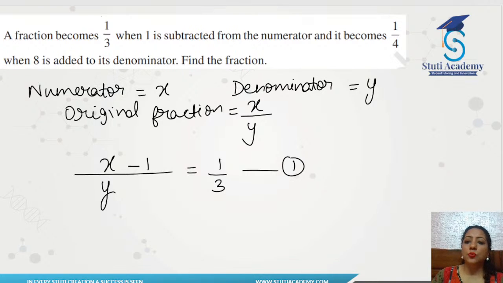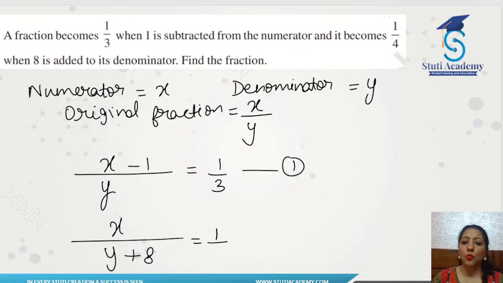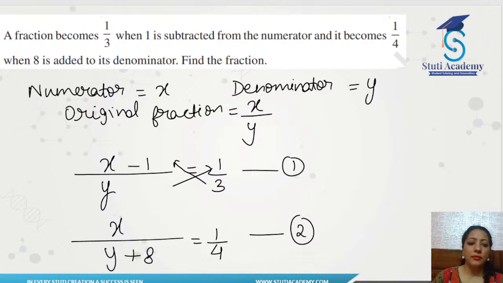And the fraction becomes 1 by 4 when 8 is added to its denominator. So when you take the fraction here and you add 8 to the denominator, you are going to get 1 by 4. This is the second equation. Now from these two equations, we are going to solve for x and y. So we are going to take the first equation. We'll first simplify this. We'll cross multiply here.